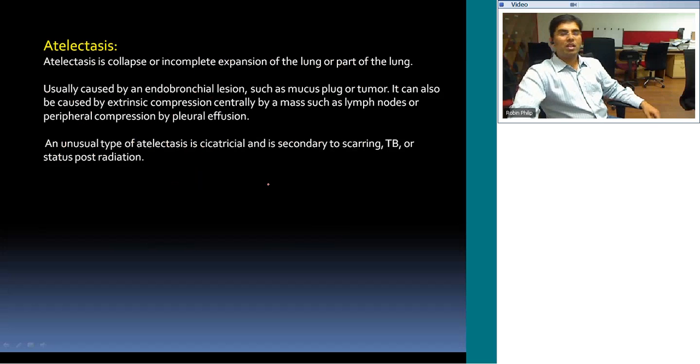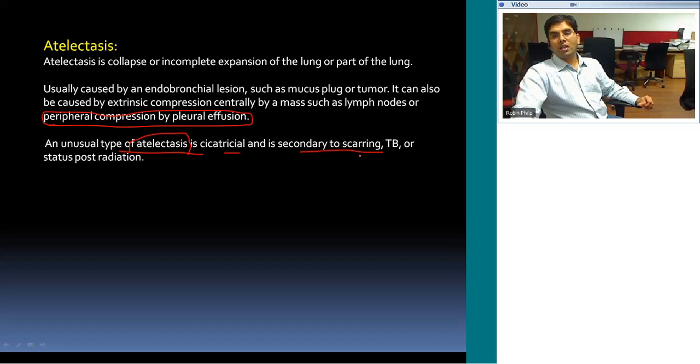Then next, the atelectasis. Atelectasis is nothing but a collapse or incomplete expansion of a lung or a part of the lung, usually caused by an endobronchial lesion, some obstruction such as a mucus plug in asthmatic patients, or a tumor, or sometimes extrinsic compression, as in the case of lymph nodes sitting in the hilar region, compressing on the bronchi and causing atelectasis. And more commonly, what we see is large effusions. So these will compress the adjacent lung, so that we call compressive atelectasis. And the unusual type is the chronic atelectasis, cicatricial atelectasis, secondary to scarring, TB, or post radiation.